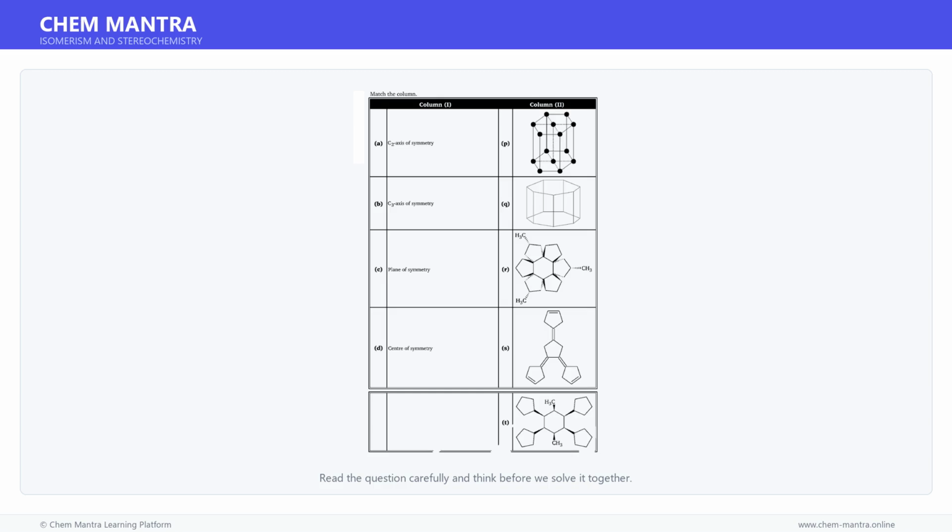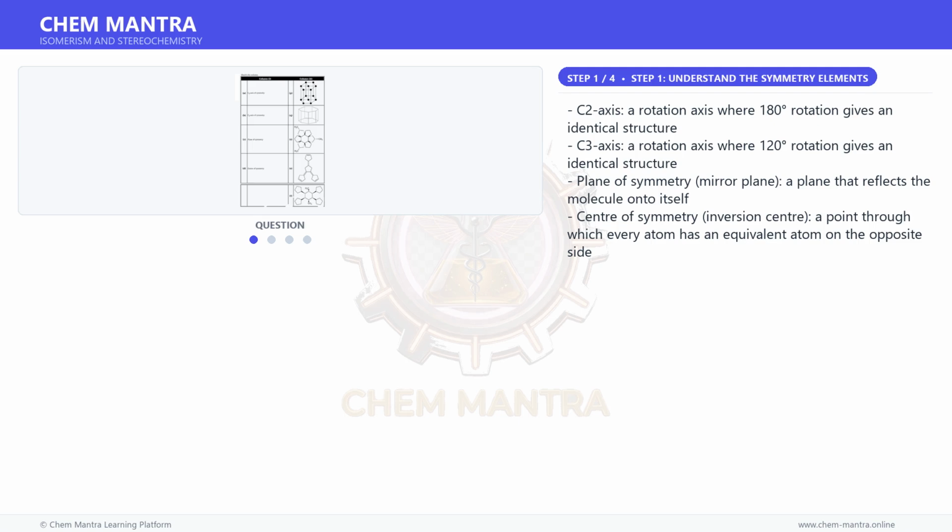Here is a question. Read it carefully and think about the answer. Let us solve it step by step. Let us begin solving this step by step. C2 axis, a rotation axis where 180 degrees rotation gives an identical structure.